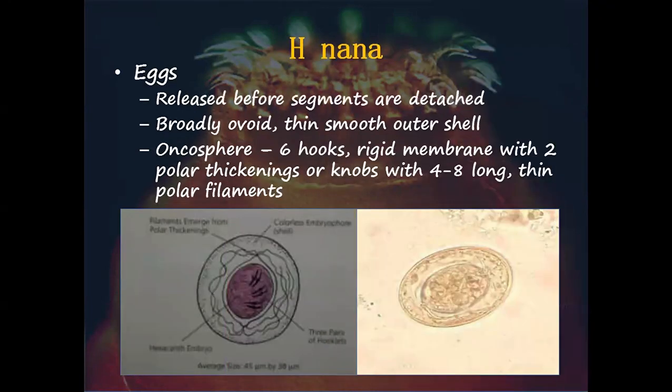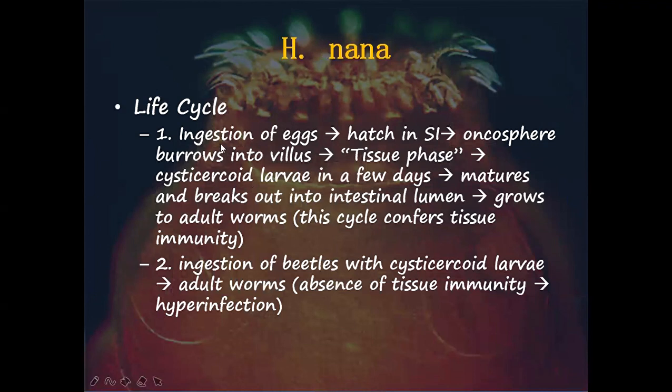So we went back to the life cycle. You ingest to have two types of life cycle. In the first, ingestion of eggs, which hatch in the small intestine. The oncosphere burrows into the villus, which is sometimes termed the tissue phase. When you see a tissue phase in these parasites, it simply means that the larvae is penetrating or moving through your interstitium or your tissue or your muscles or other structures. And this tissue phase is responsible for the presence of eosinophilia. Right?